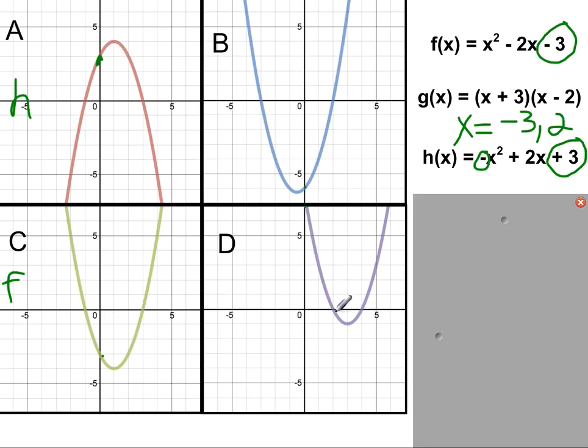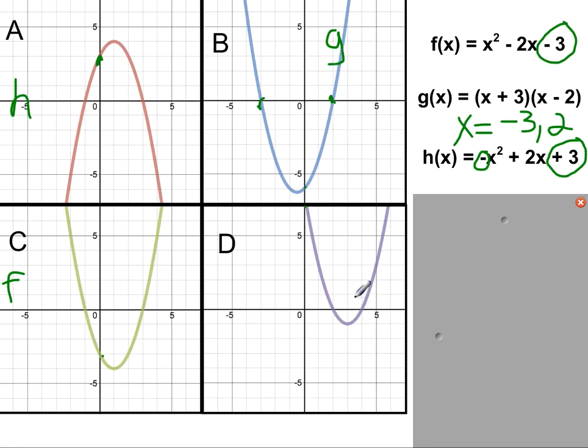If you look at graph D, these are hitting at both positive values, and it is clear that one has to be negative and one positive. Therefore, there's your positive 2 and your negative 3. So this is the graph of G.